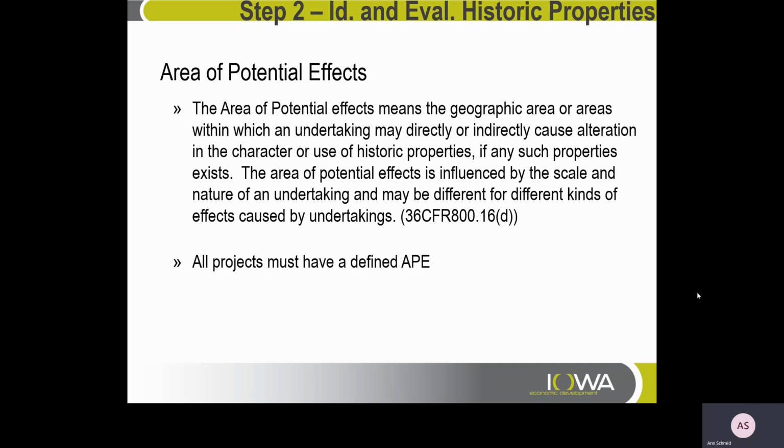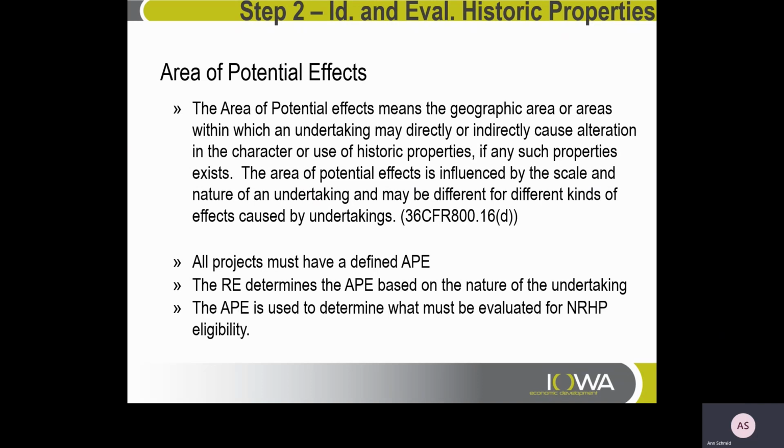All projects must have a defined area of potential effects. The responsible entity determines the APE based on the nature of the undertaking. As you've probably heard in some of Ed's earlier environmental regulations, HUD has the unique authority to designate down the role of federal responsible entity to the recipient of funds. Therefore, the community in which our CDBG or CDBG-DR program is taking place has the job to identify that area of potential effects. The APE is then used to determine what must be evaluated for NRHP eligibility.